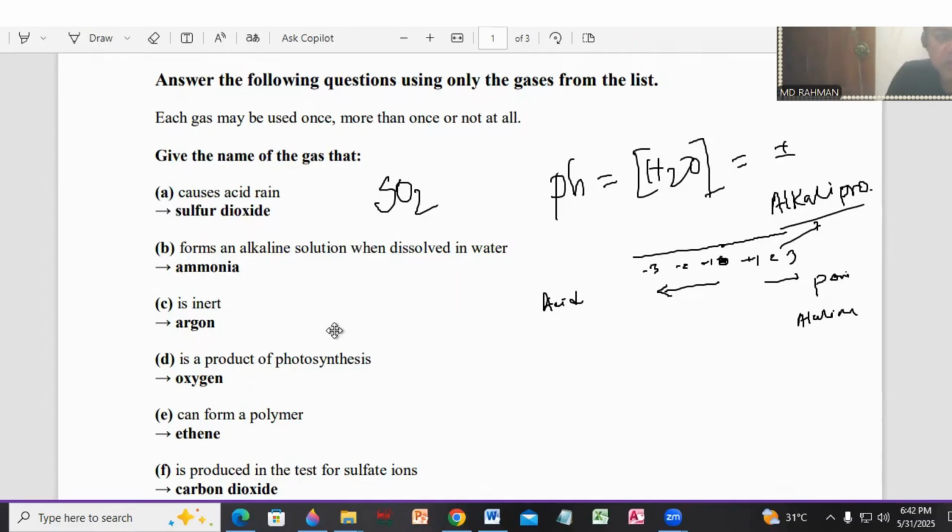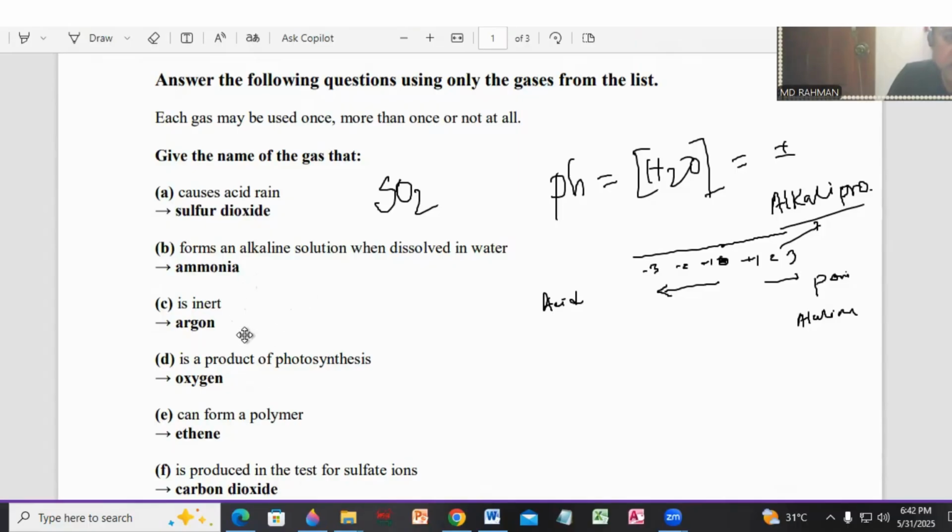Now the second question: forms an alkaline solution when dissolved in water. If we mix it with water, which gas or which chemical may be used to make an alkaline solution? If you mix ammonia with water, then it will create an alkaline solution, because when ammonia is mixed with water, ammonium hydroxide is formed, right?